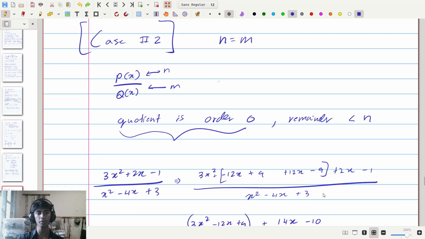So that's the special case that we've drawn here. The quotient is order 0 and the remainder is less than n, where n is the order of the numerator and the denominator, provided they are equal. In the equal case, the quotient is order 0, meaning if we have p(x) divided by q(x) and p(x) and q(x) are of the same order, then the quotient is a constant. That's what we can say.